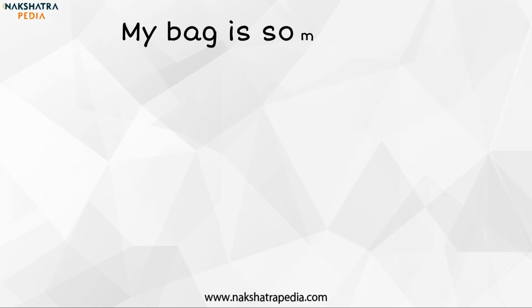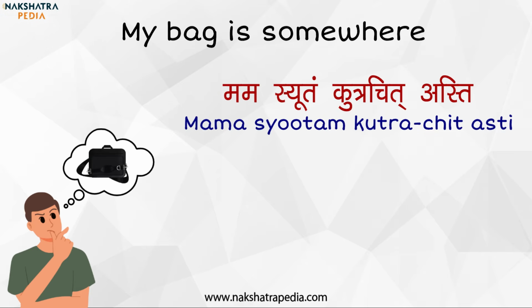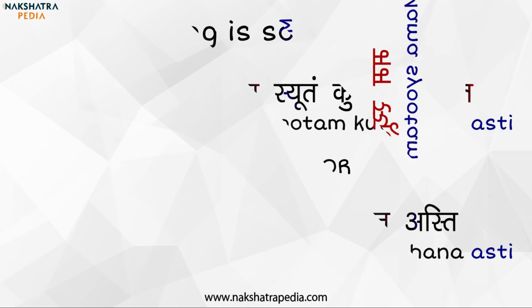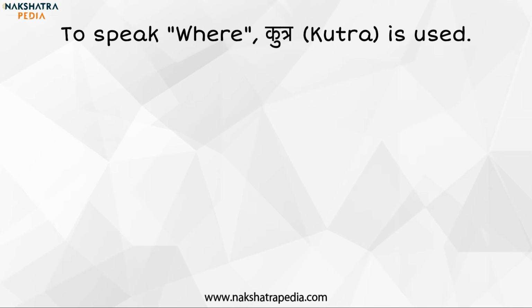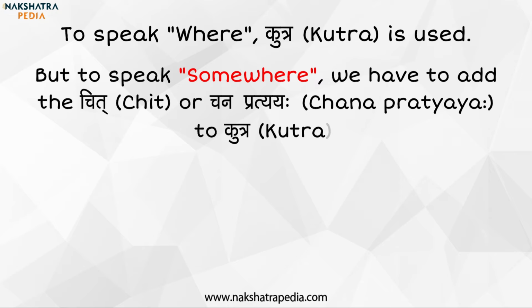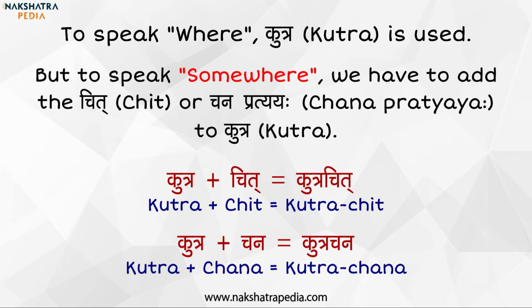So for example, if I want to say my bag is somewhere, here I am uncertain where my bag is or I do not know its exact location, then I say Mama syutam kutrachit asti or Mama syutam kutrachana asti. As you know that Kutra means where, but while speaking somewhere, we have to add the Chit or Chana Pratyaya to Kutra. So Kutra and Chit makes Kutrachit and Kutra and Chana makes Kutrachana.